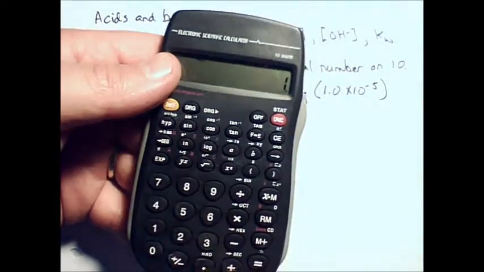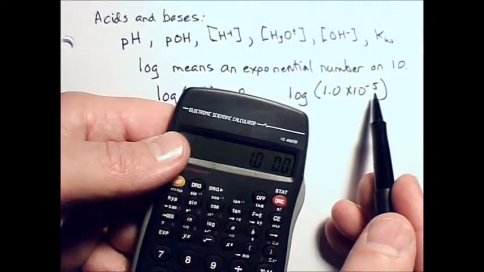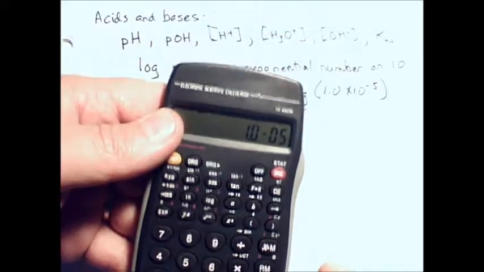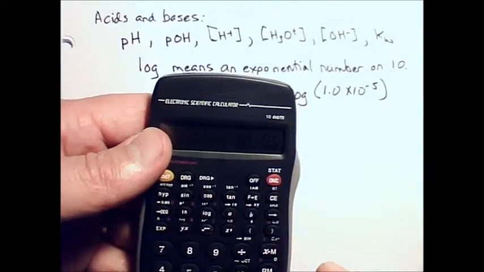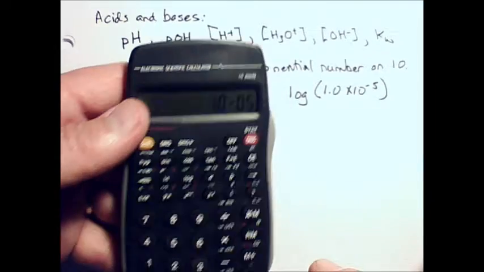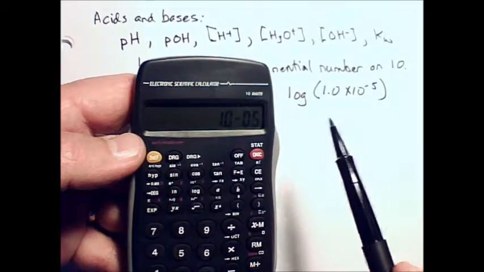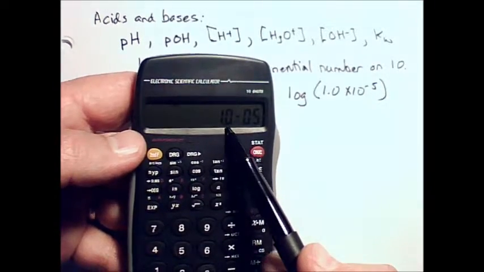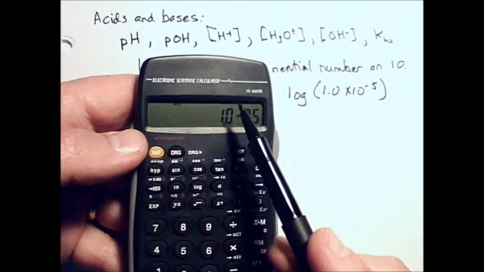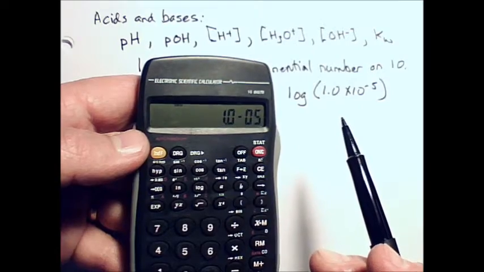So I'm going to take 1.0. I'm going to hit that exponent button because that means times 10 to something. I'm going to put in the 5, and then I'm going to change the sign on that 5. Negative 5. That's 1.0 times 10 to the negative 5. That's the way this calculator shows it. Hit the EXP.